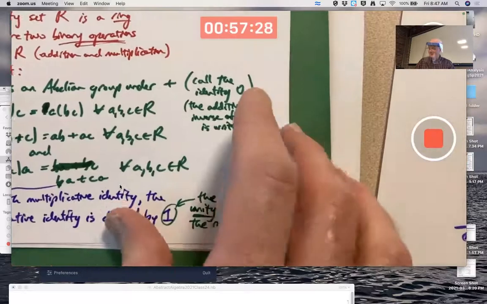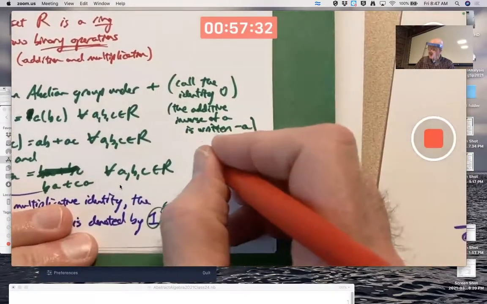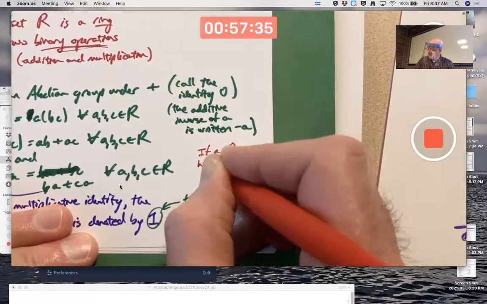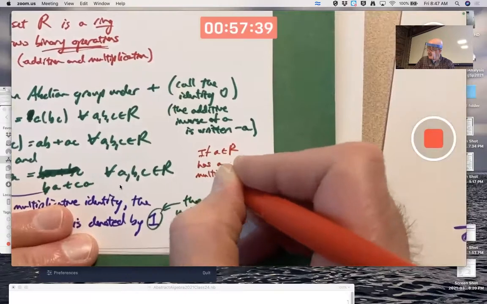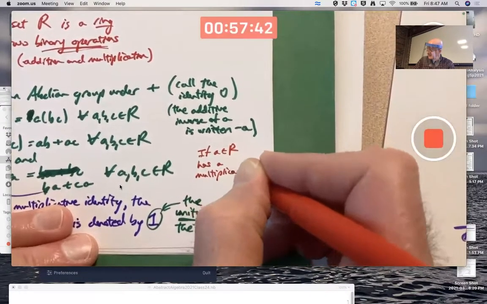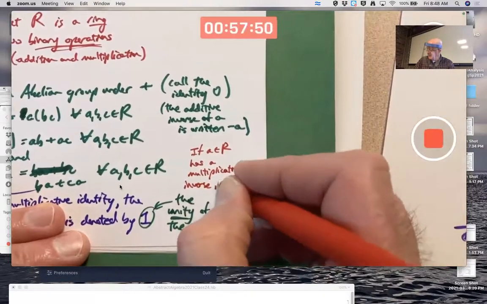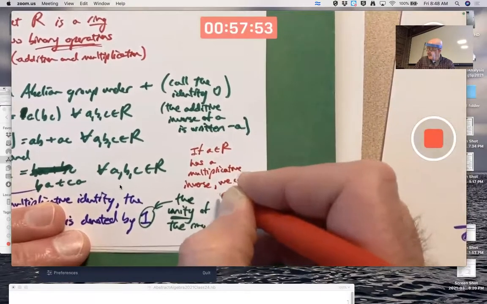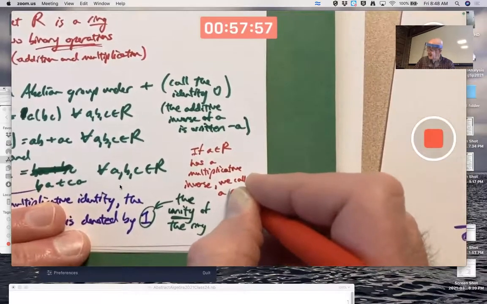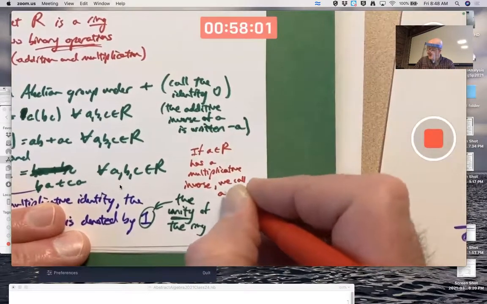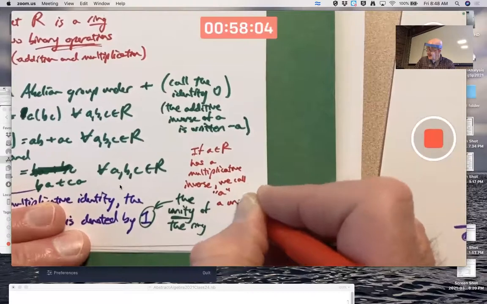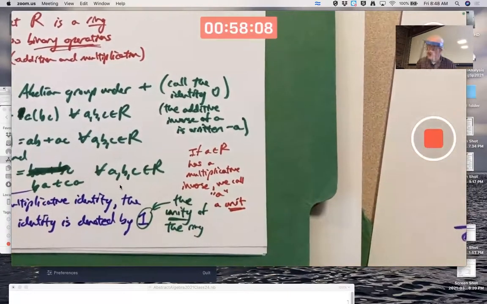If A in R has a multiplicative inverse, we call A, that's the element A, not the word A, we call A a unit. Probably should use a different letter than A there. Unity stands for multiplicative identity. Unit means it's an element that has a multiplicative inverse.